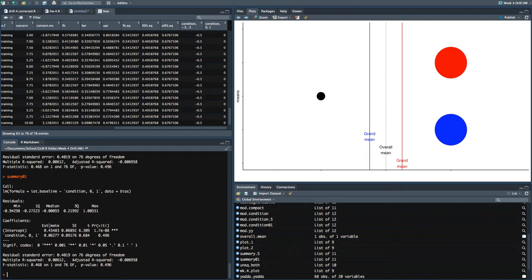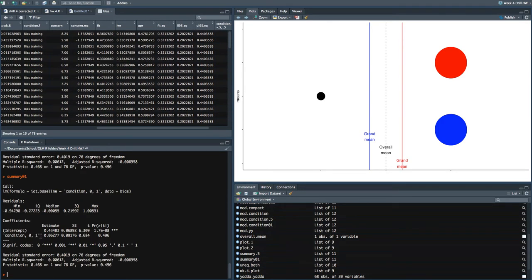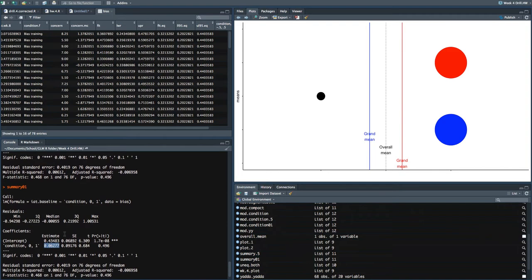This is the mean or the prediction for a score for a participant who is in the no bias training group, and this 0.06277 tells us that when there's a 1 unit increase, or in other words, when condition changes from 0 to 1, or when you switch from no bias training to the bias training group, that estimate goes up by 0.06.